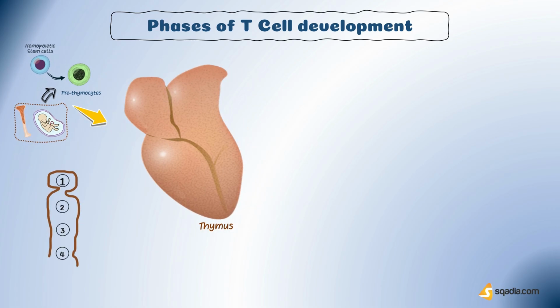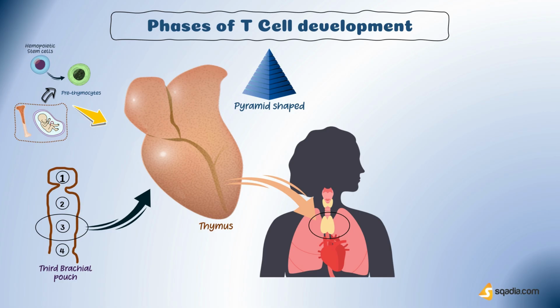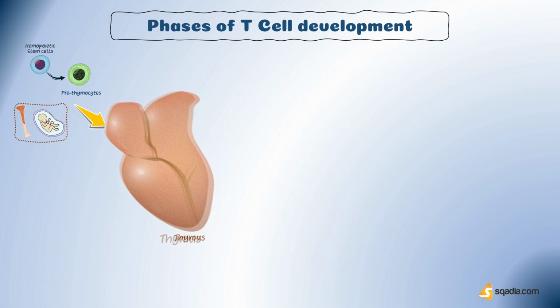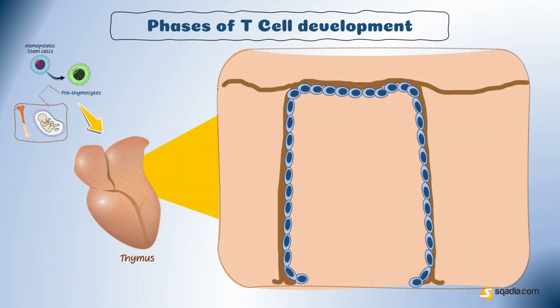During the embryo developmental stages, the thymus, which is an important lymphatic organ of our body, arises from the third branchial pouch. Thymus is a pyramid-shaped, primary lymphoid organ, and is located in the upper chest, behind the sternum. If we look at its front view, we see a bilobed structure within a mediastinum.